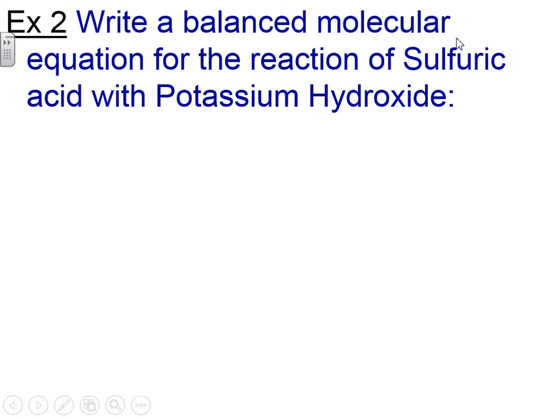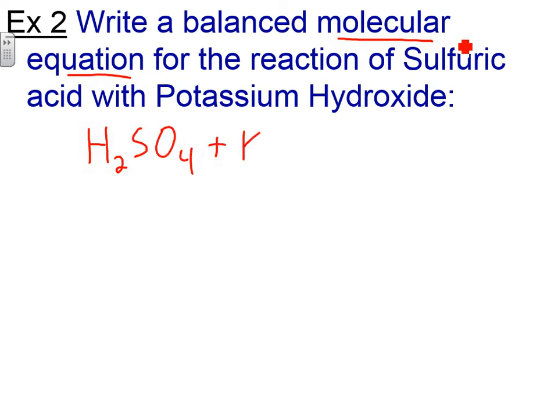Let's write a balanced molecular equation for the reaction of sulfuric acid with potassium hydroxide. So this is a molecular equation, so not net ionic yet, just the full substances. You have to be able to write these formulas. So sulfuric acid is based on sulfate, which is SO4, which means we need two hydrogens to balance SO4 since it has a -2 charge. Potassium hydroxide is good old KOH.